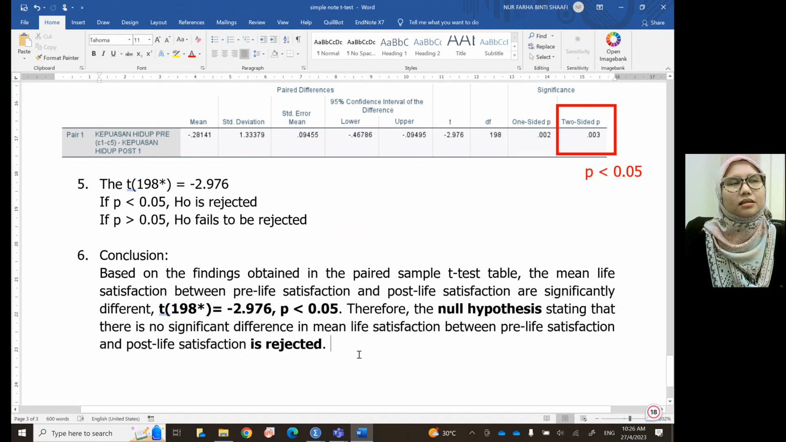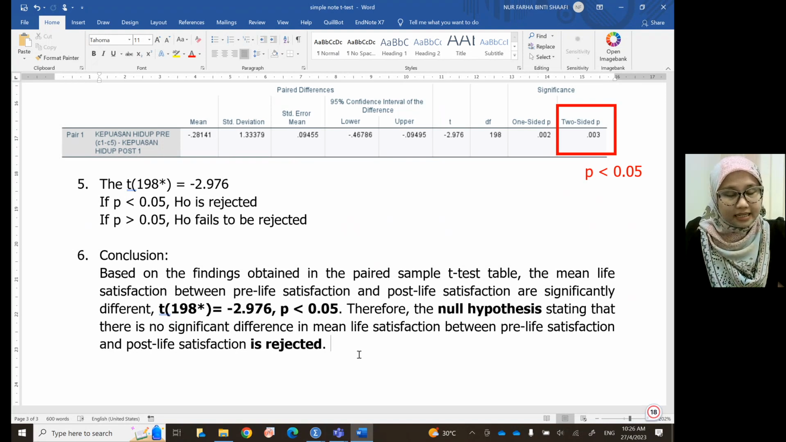Just now you were saying that the null hypothesis says that for life satisfaction between pre and post, there is no significant difference. That is your null hypothesis, but right now you are rejecting the null hypothesis. So once you reject your null hypothesis, it means that there is a significant difference. The mean value for the pre-life satisfaction is not the same as post.